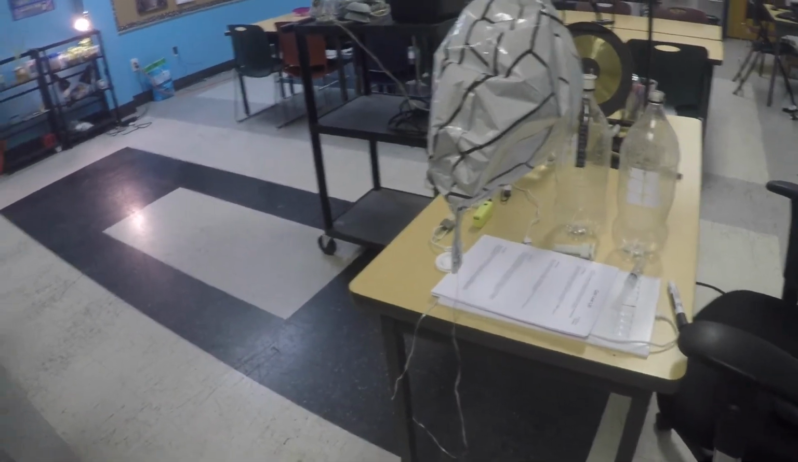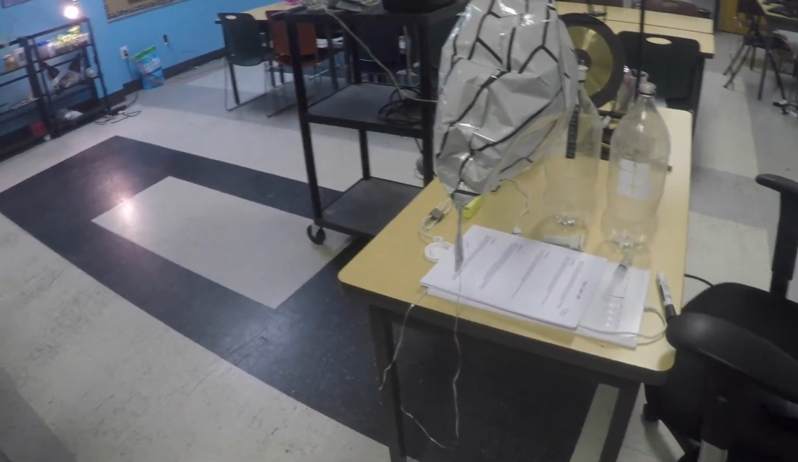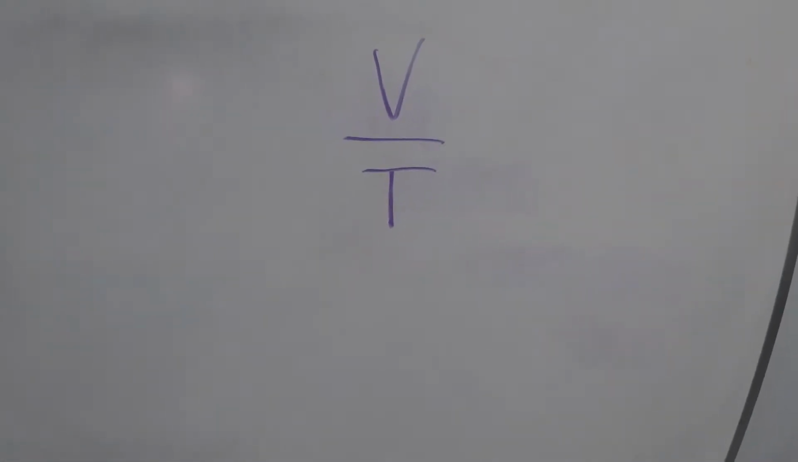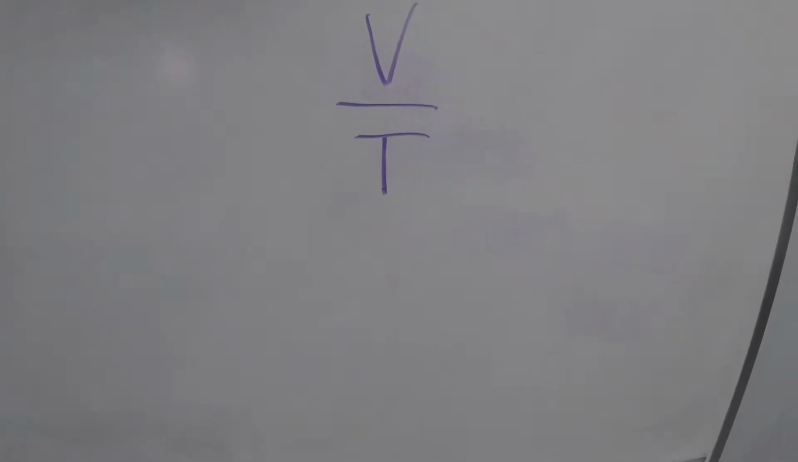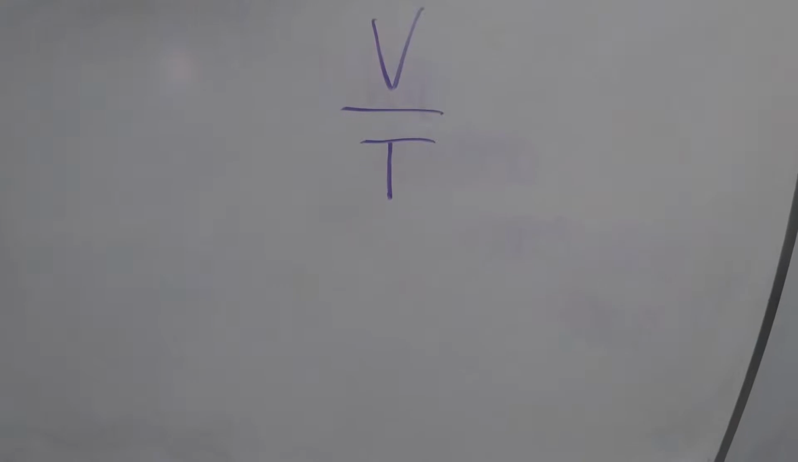As the temperature went up, volume changed. So we could say that volume and temperature have a very specific relationship, and we could write down that relationship on the board. We could say that volume and temperature have an inverse relationship. As one goes up, the other one goes down.